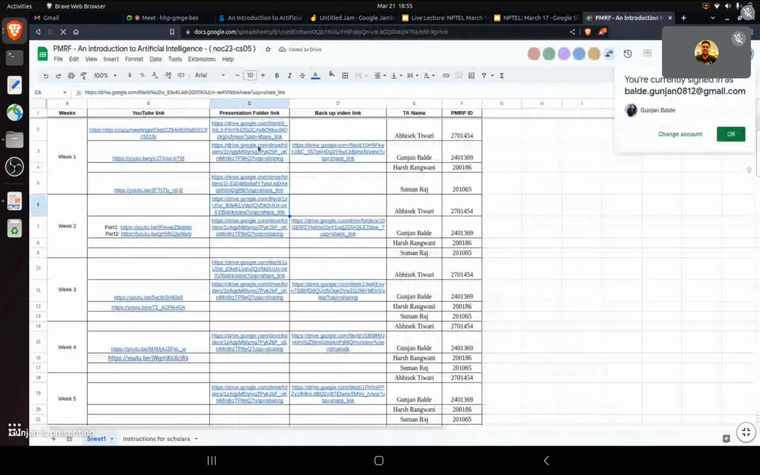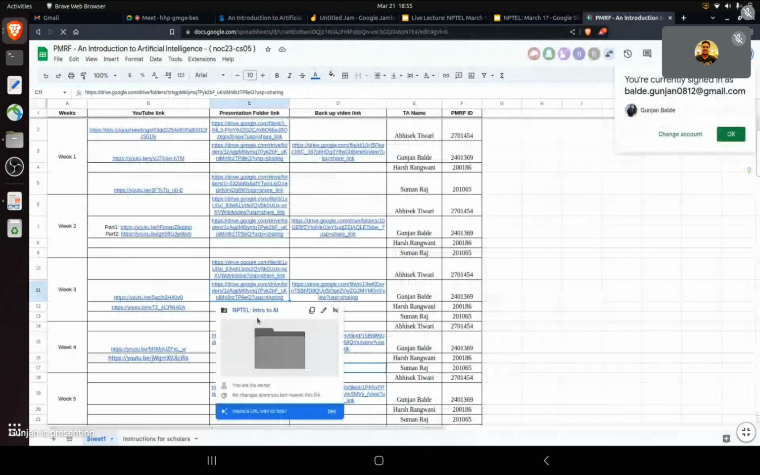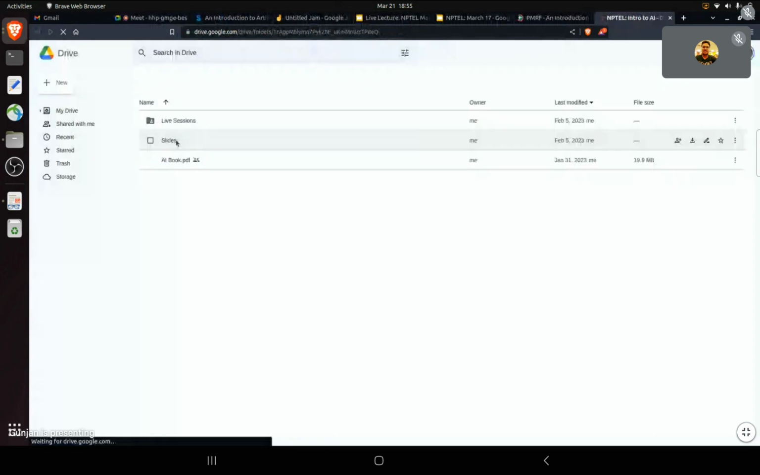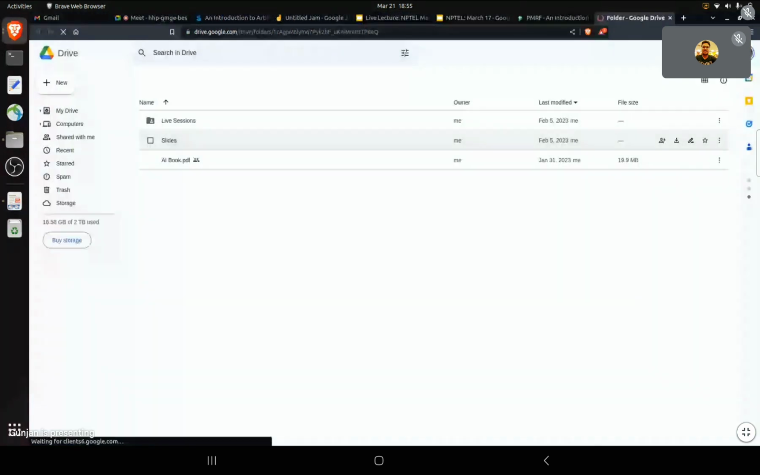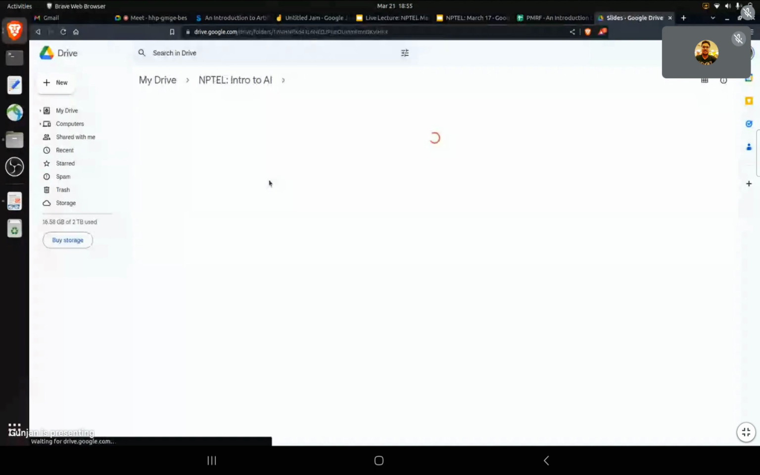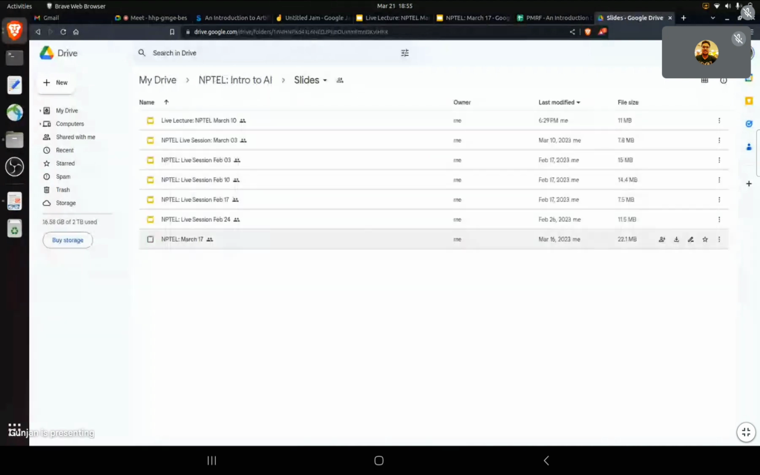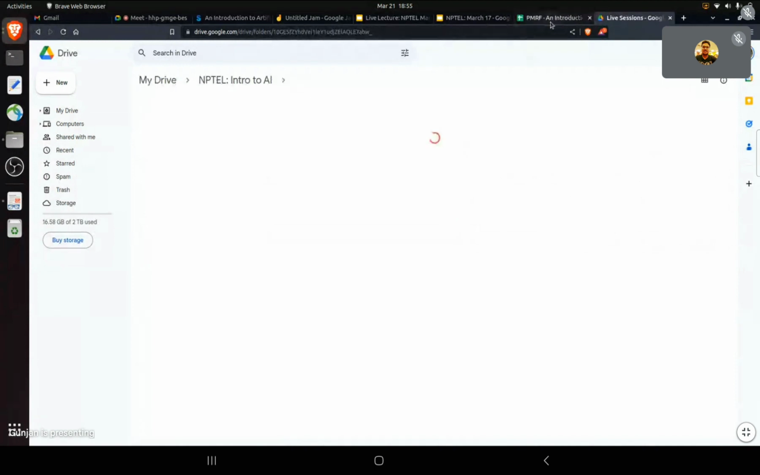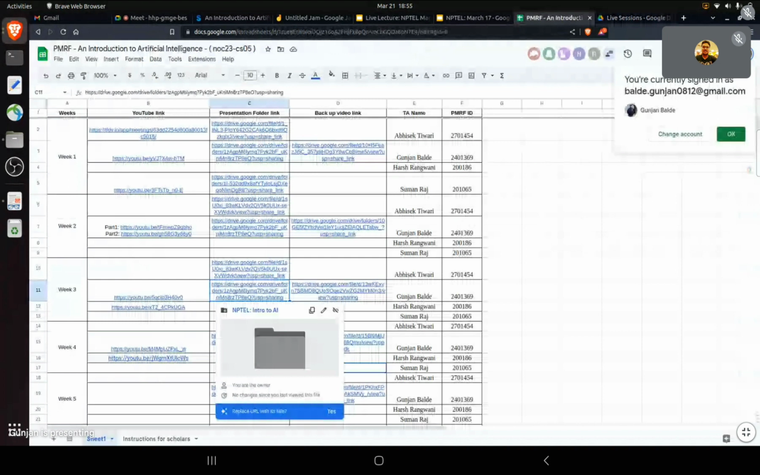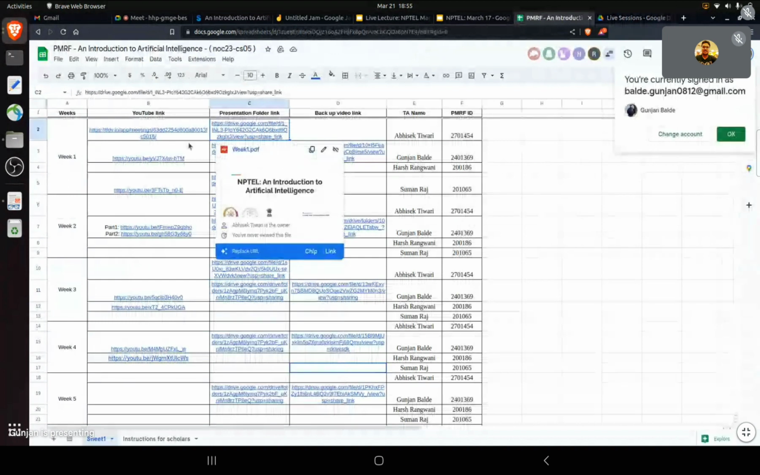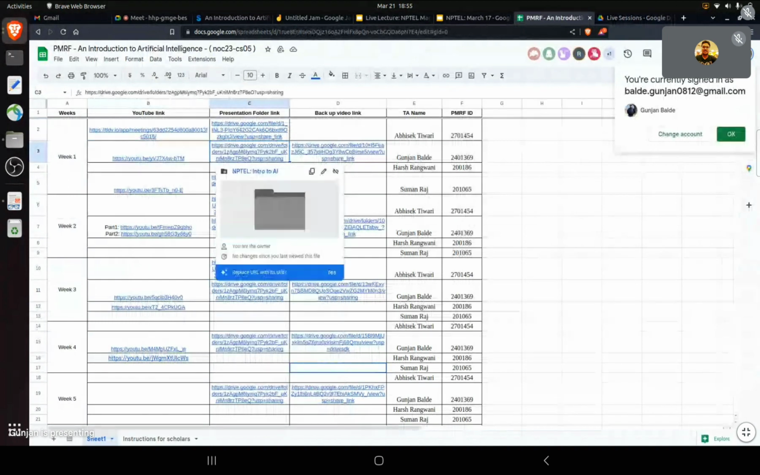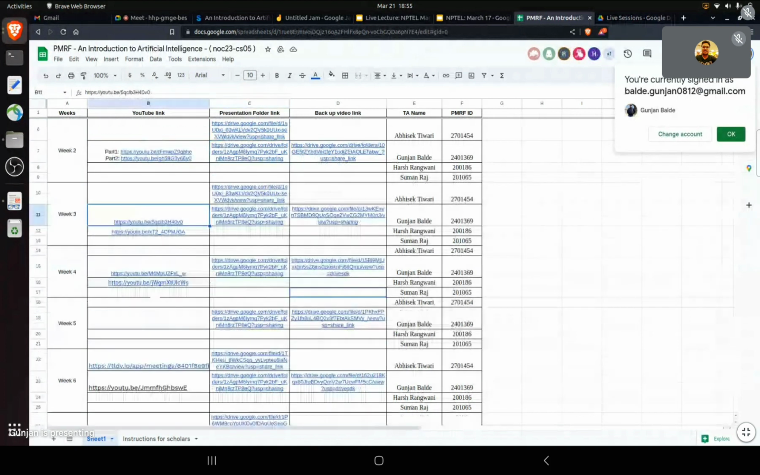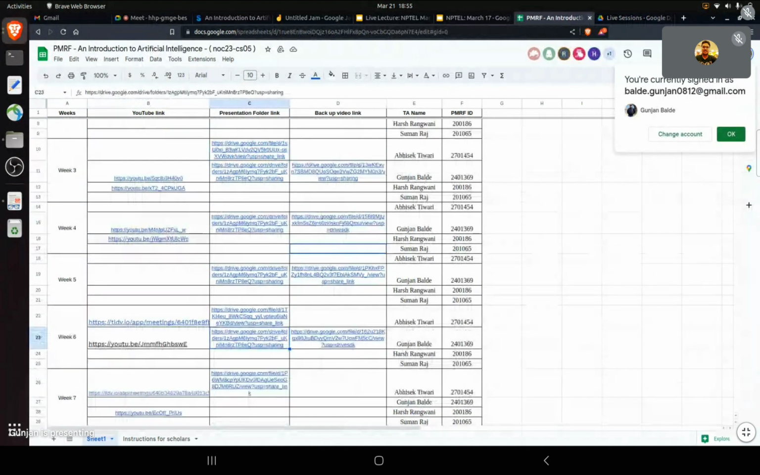So here, if you go to the presentation folder, under my row, you will always find this. If you go to this folder, there you will find a section for slides. If you open the slides, you will find the slides for all the weeks. No, sir, this was not available. Only the slides are not available. Your presentation was available.